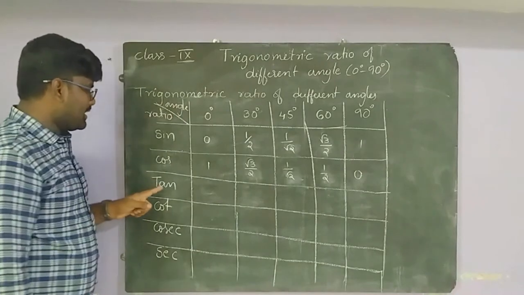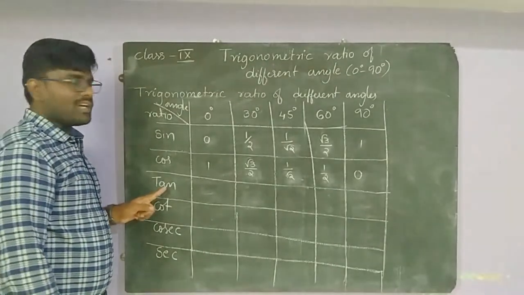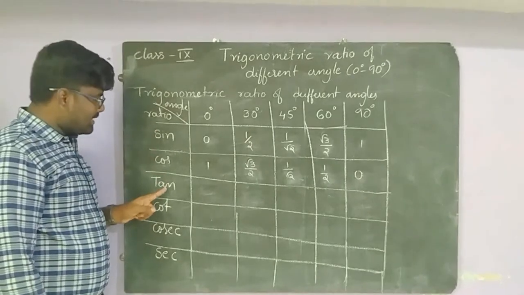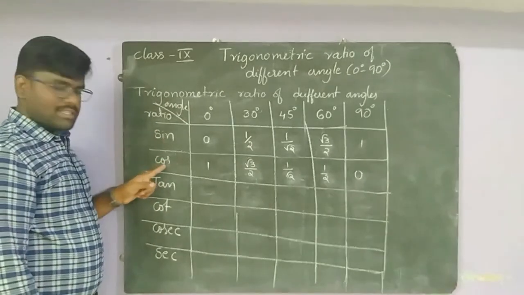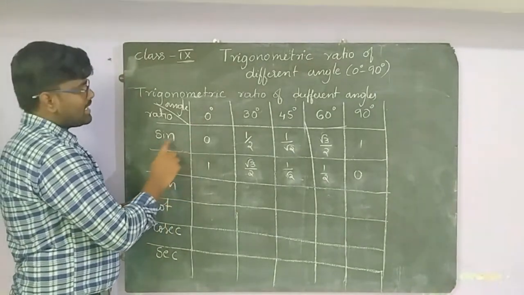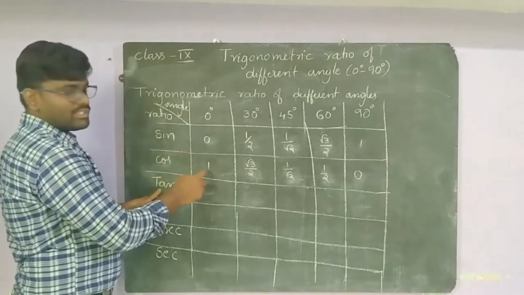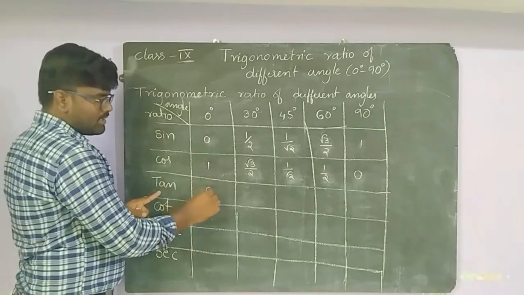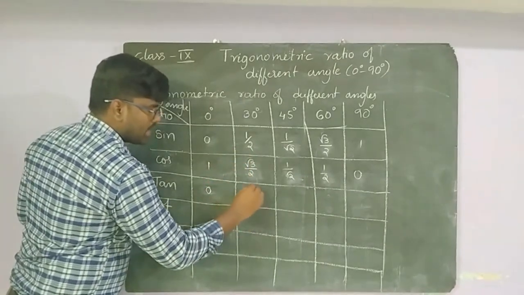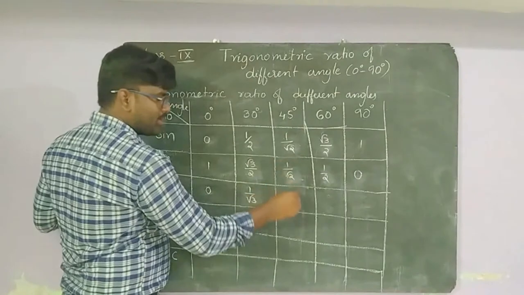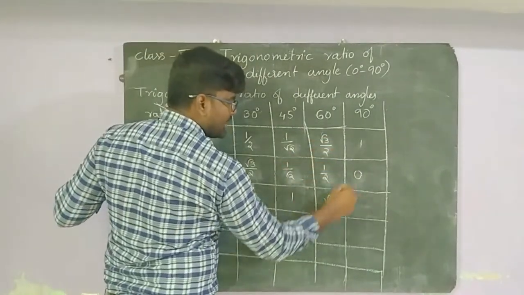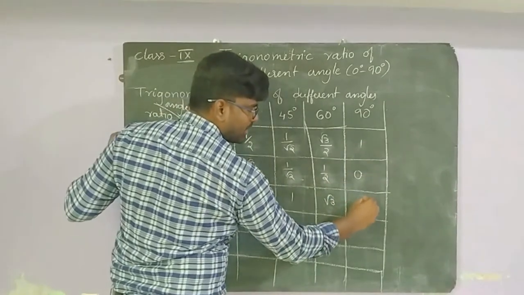In the same way, we want the tan 0 value. We know the trigonometric ratios. What is the tan formula? Tan theta is equal to sin theta by cos theta. In the same way, tan 0 is equal to sin 0 by cos 0. Sin 0 is equal to 0, cos 0 is equal to 1. 0 by 1 is equal to 0. Then 1 by 2 divided by root 3 by 2, that means 1 by root 3. In the same way, 1 by root 2 divided by 1 by root 2 is 1. Root 3 by 2 divided by 1 by 2, that is root 3. 1 by 0 is not defined.